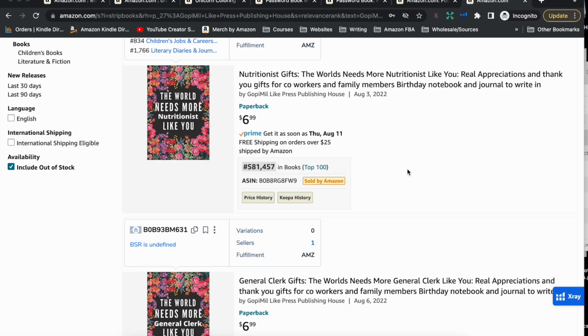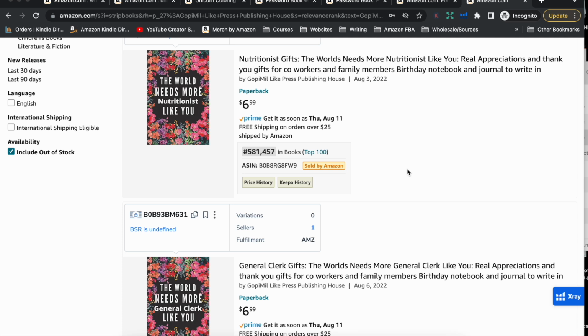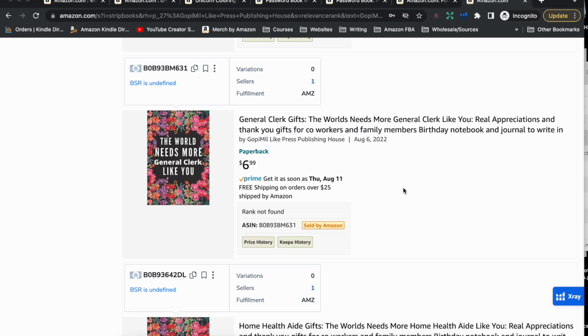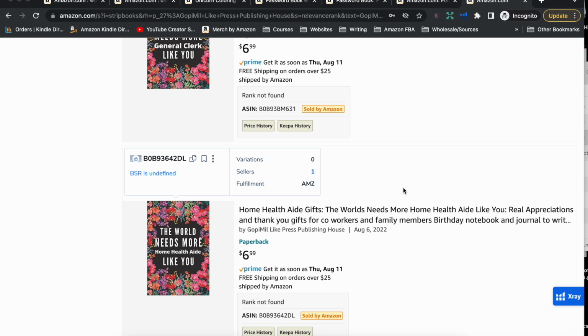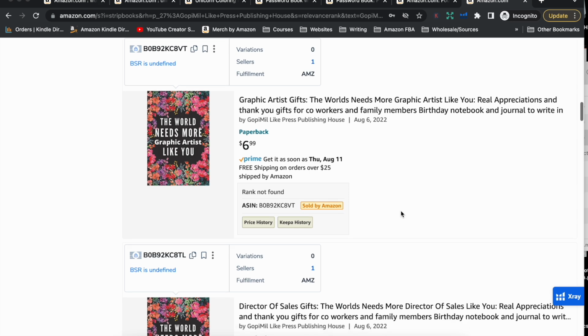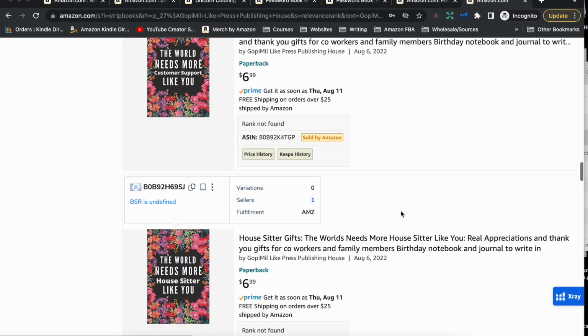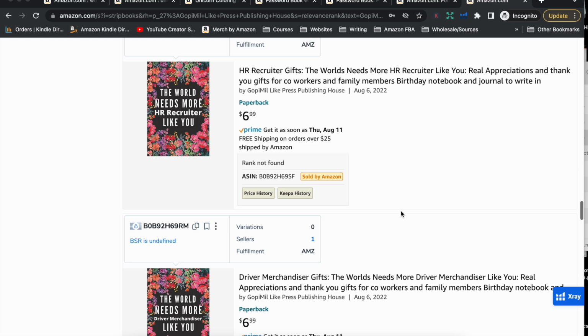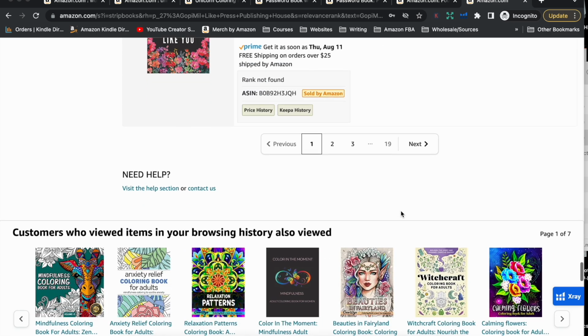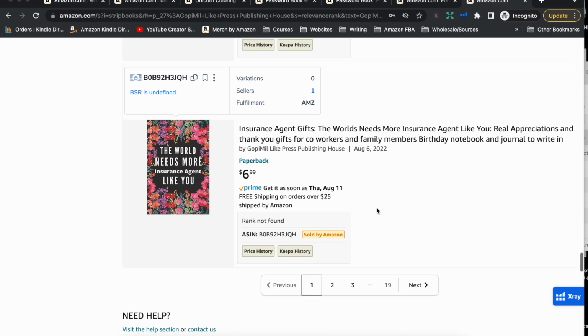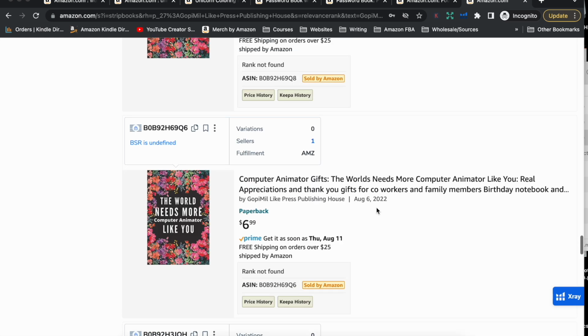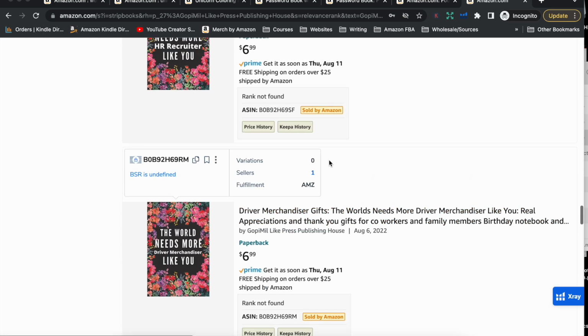So they've got The World Needs More Nutritionist, and they haven't even spelt that right. It should have an S on the end of nutritionist. The world needs more nutritionists like you is what it should say. The world needs more general clerks like you. So even the way that they've written this is incorrect grammatically, unfortunately, but they've done the same thing. They've just slapped a cover on and just changed one word. They've uploaded 19 pages of the exact same book, and they're probably going to continue doing that in the hopes that they're going to hit an occupation that people are passionate about.